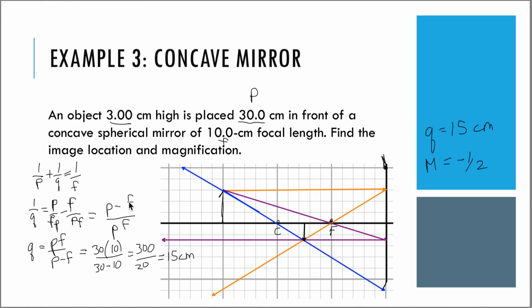And then finally, we need the magnification. So the magnification equation says that the magnification is -q over p. So we're going to use the 15 that we just found over p, which was 30. So you can see the centimeters actually cancel out. Magnification doesn't have a unit, and we get the -1/2.